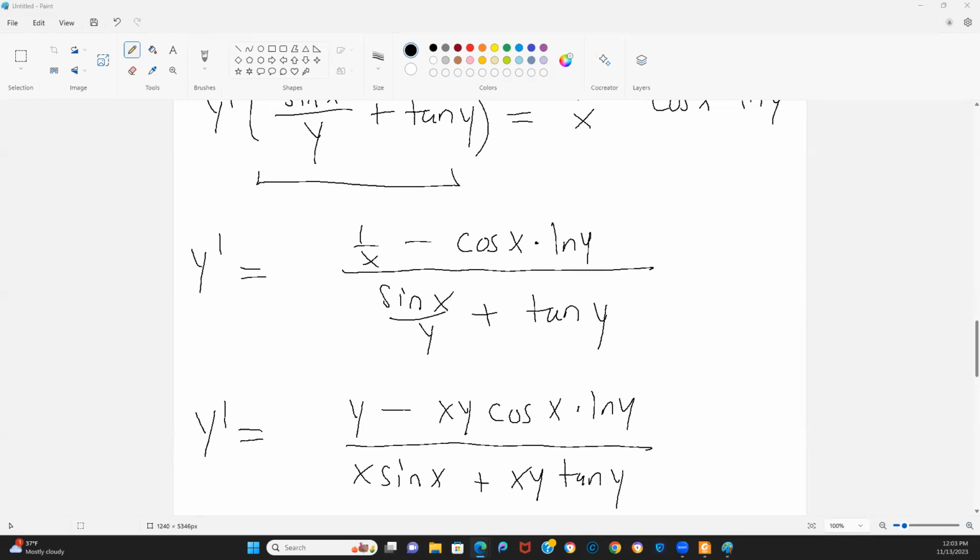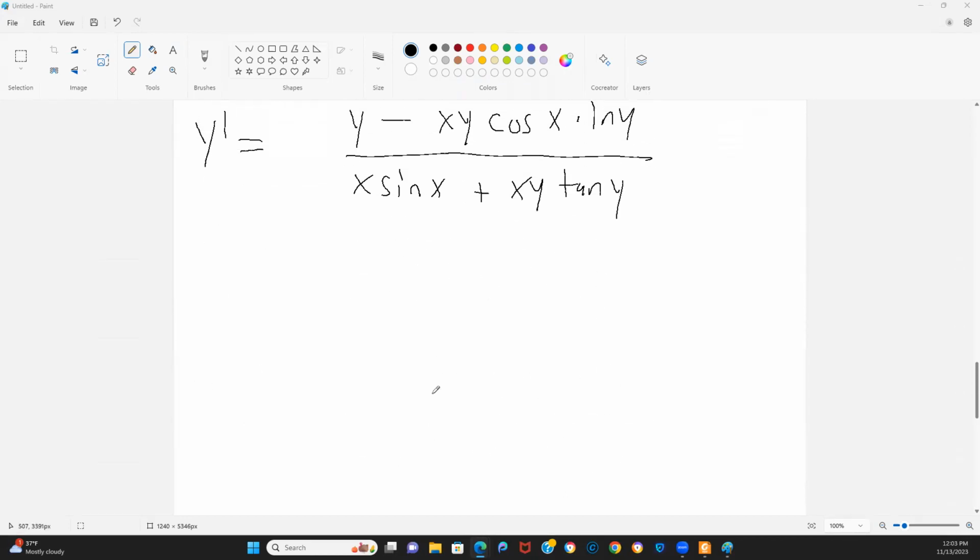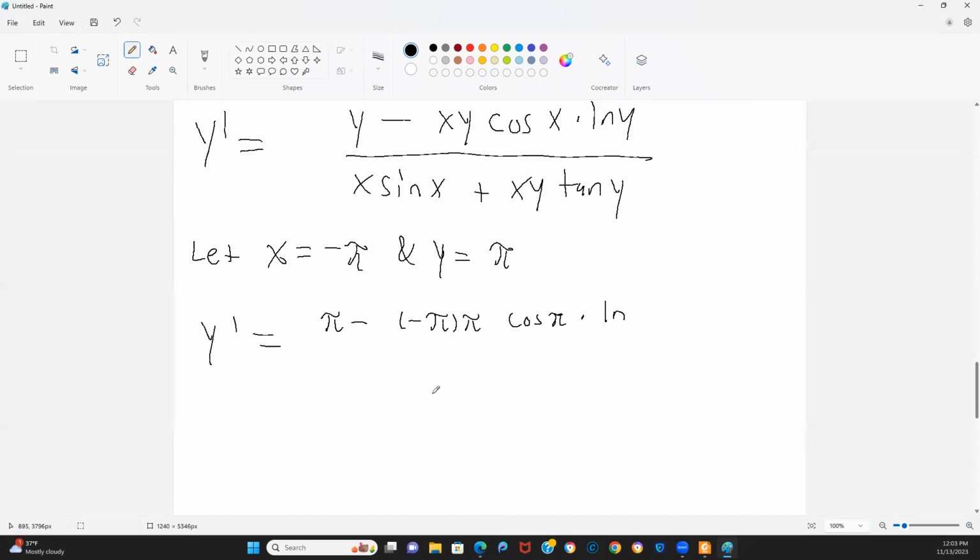So now we have y prime, and now we want to evaluate at x equal to negative pi and y equal to pi to get the slope of the tangent line. So what we'll have is pi times minus negative pi times pi times cosine of pi times ln of pi over, oh, interesting. Okay, so times pi sine of pi.